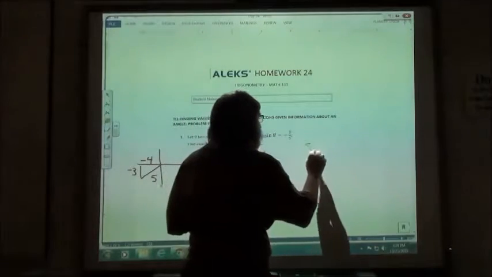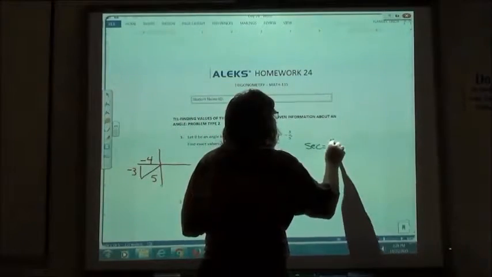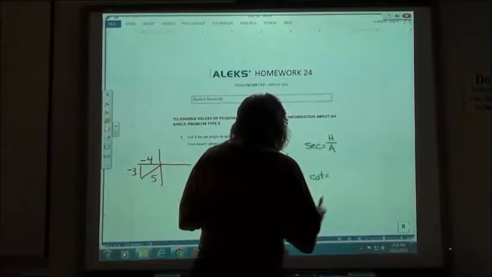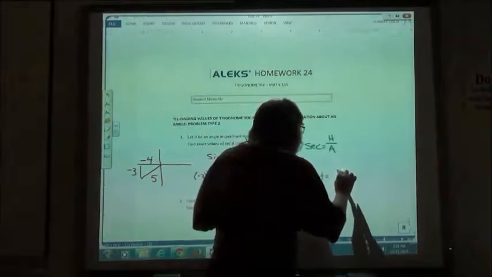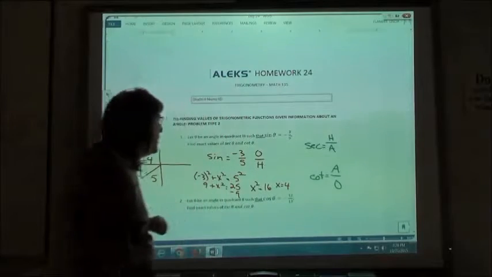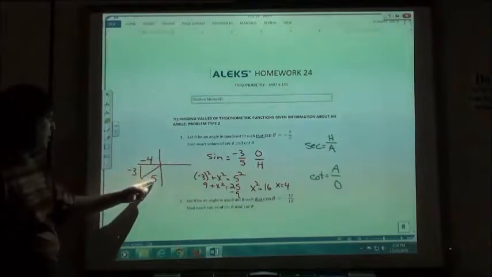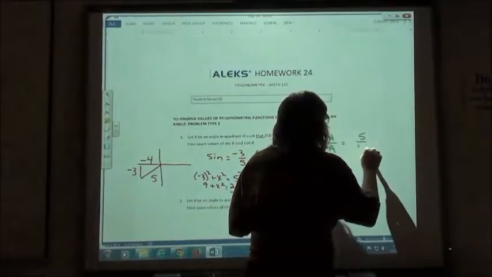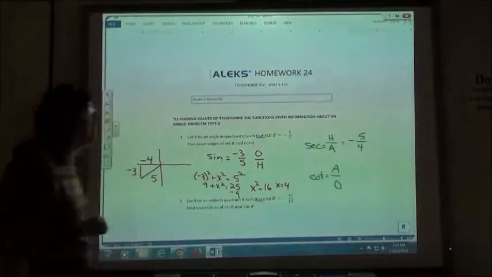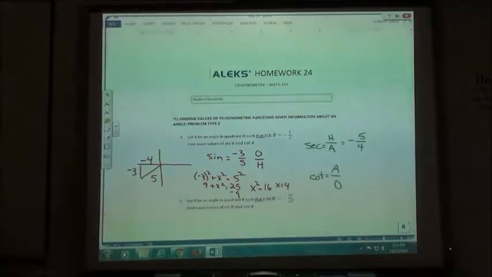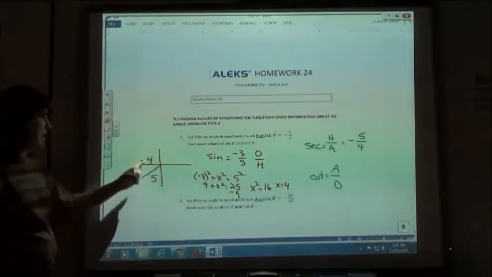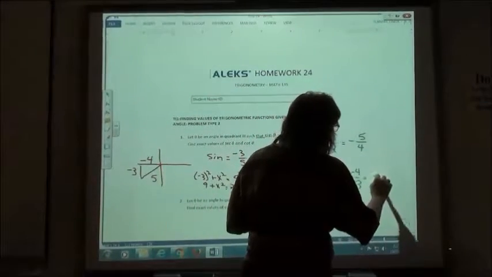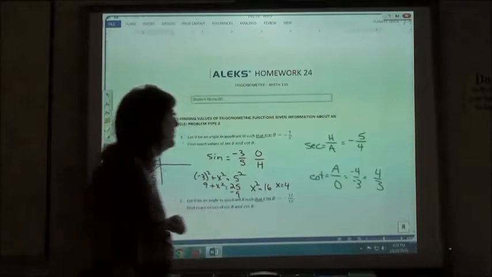So secant. The secant is the inverse of the cosine. It's going to be the hypotenuse over the adjacent. And we're also going to do cotangent. Cotangent is the inverse of the tangent, so we have adjacent over opposite. So secant, hypotenuse over adjacent, 5 over negative 4. So we're going to say negative 5/4 because we like the negative in front instead of on the bottom. Cotangent, adjacent over opposite, negative 4 over negative 3 is going to give me a positive 4/3.